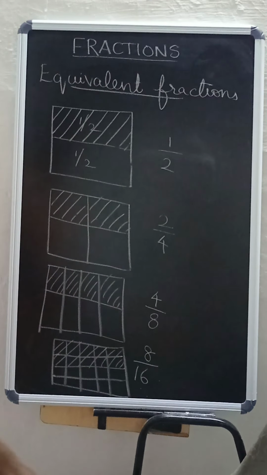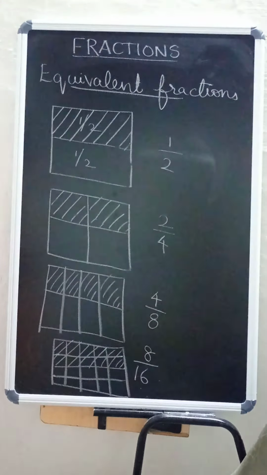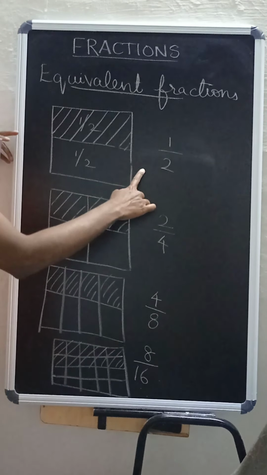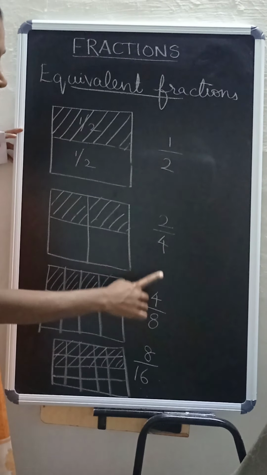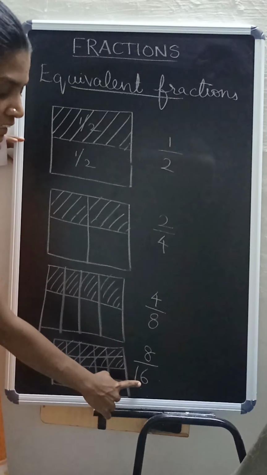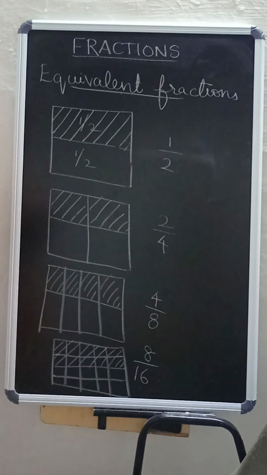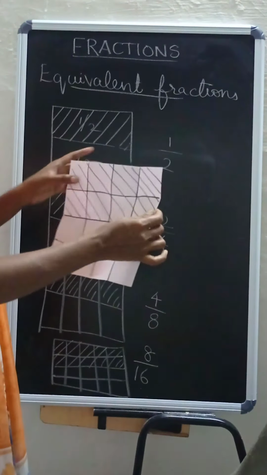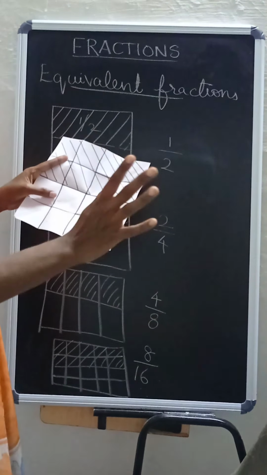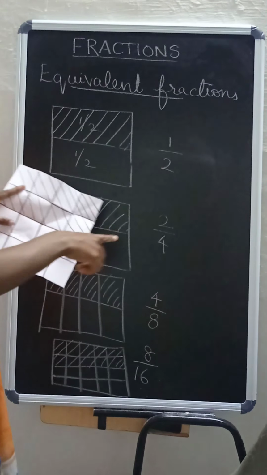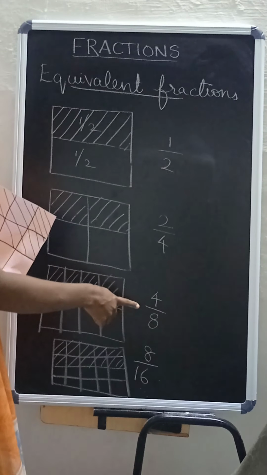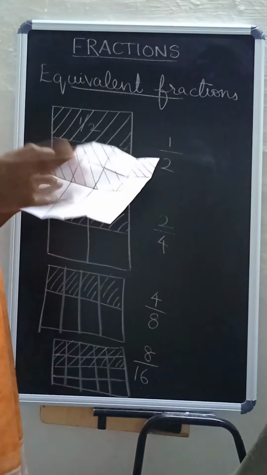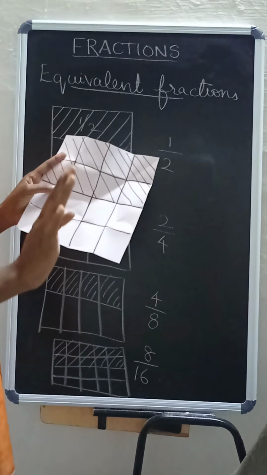Now, what do you understand from this? We will understand that half is equal to 2 by 4 is equal to 4 by 8 is equal to 8 by 16, right? So, same square paper. I have not changed the paper. Same paper. First it was 1 by 2. Then it became 2 by 4. Then it became 4 by 8. Then it became 8 by 16 just by folding it. Nothing else we have done.